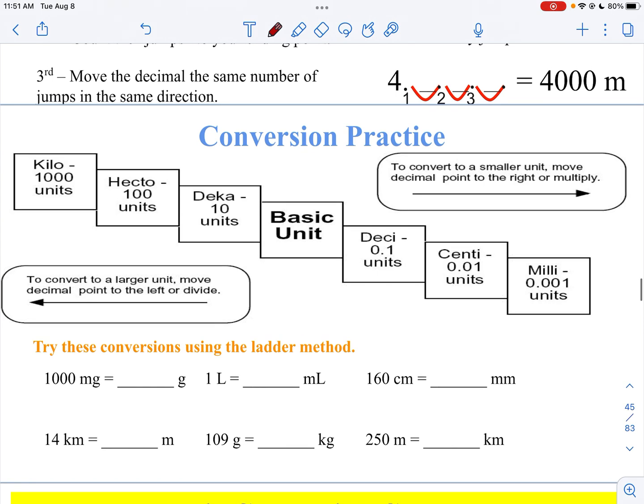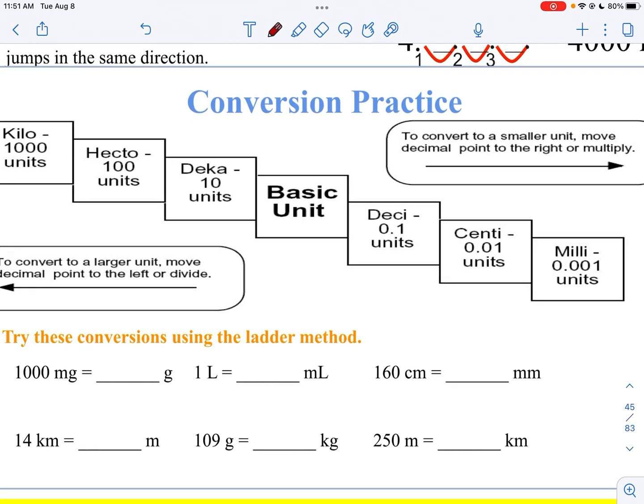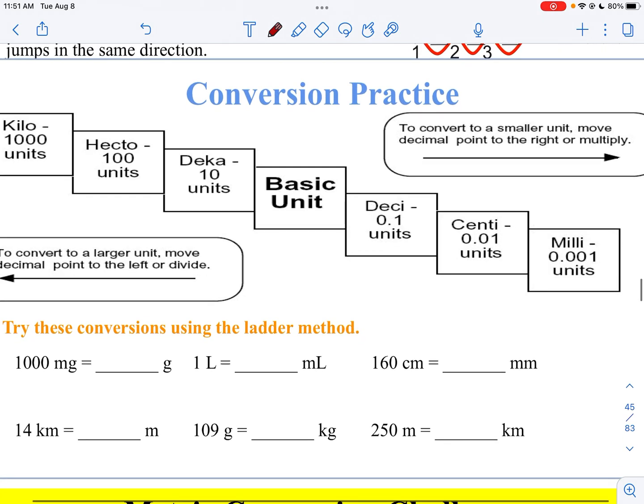Okay. Let's look at a couple together. We'll do a couple of these. We may not do all of them. We'll just see how it goes. All right, so let's look at the first one, 1,000 milligrams. And again, I'm just going to grams.